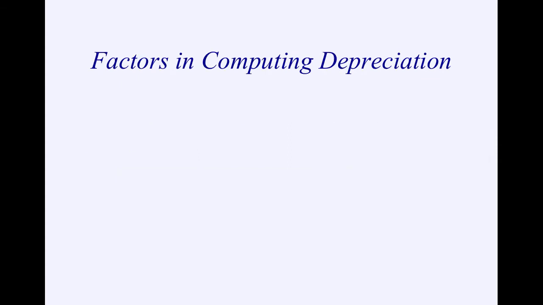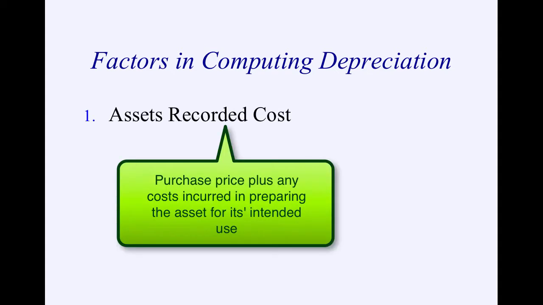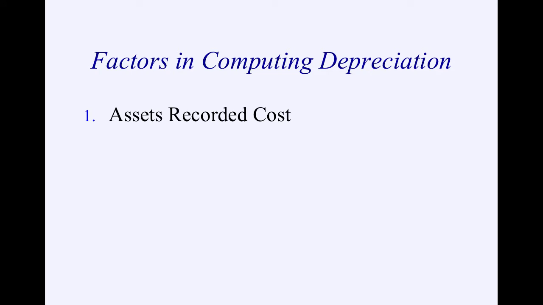In calculating depreciation, we need to know three items. The first item is the asset's recorded cost. This is the purchase price of the asset plus any costs incurred in getting the asset ready for its intended use. The calculation of the recorded cost of the asset was discussed in a separate video.